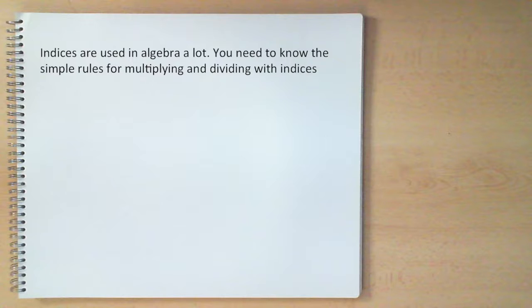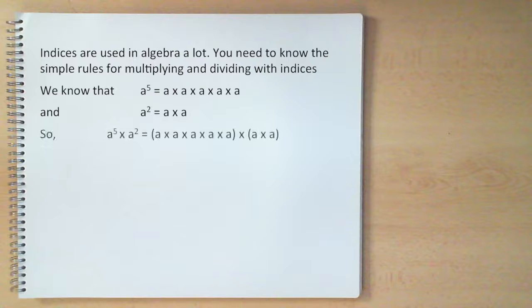You need to know the simple rules for multiplying and dividing indices, and these are our first 2 rules. We just looked at this one: a to the power of 5 is a times a times a times a times a, and a to the power of 2 is a times a. So a to the power of 5 times a to the power of 2 must be those 2 things multiplied together. And that's 7 lots of a multiplied together, which is a to the 7.